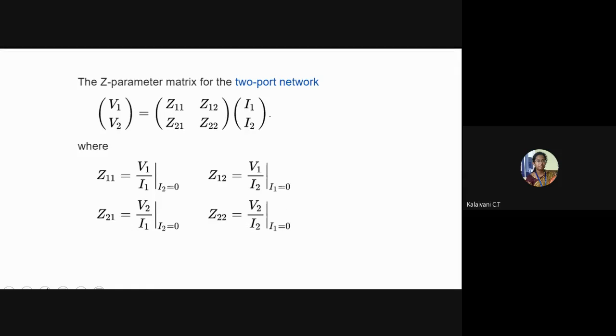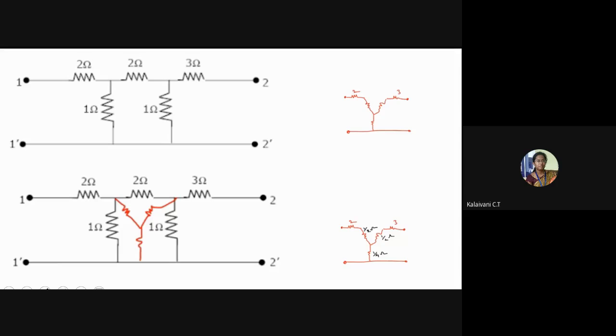Before that, we will recall what is Z parameter. So Z parameter: V1, V2, Z11, Z12, Z21, Z22, I1, I2. To find Z11, it is V1 by I1 when I2 is equal to 0. So I think everyone remembers this formula. Now, first we will change this to y. When you change this to y, we have to find the value of this, this and this.